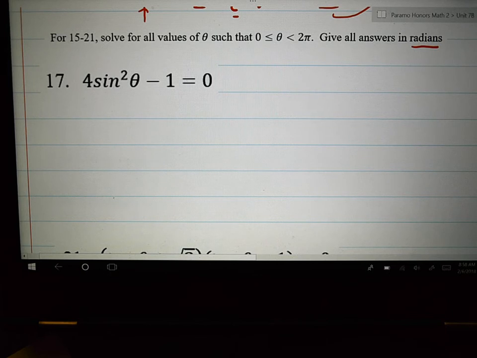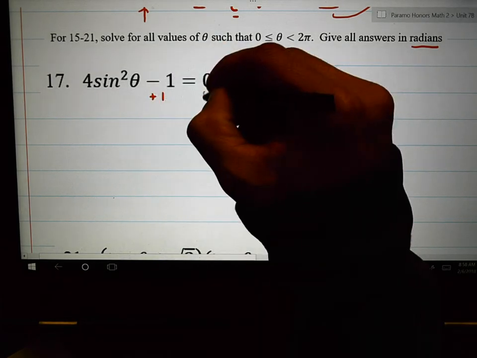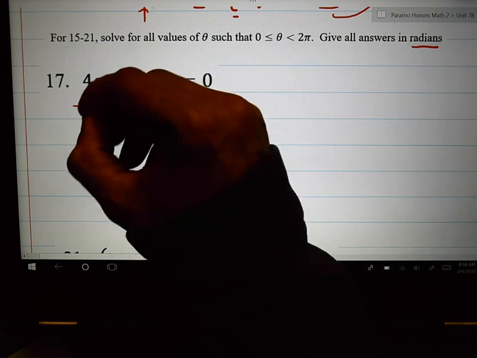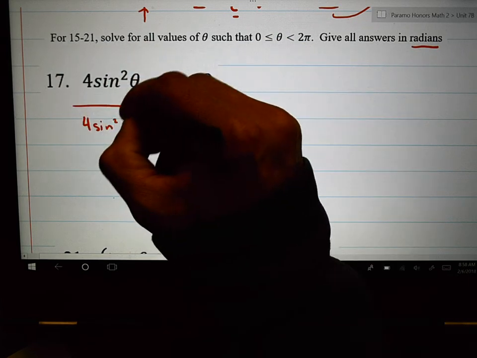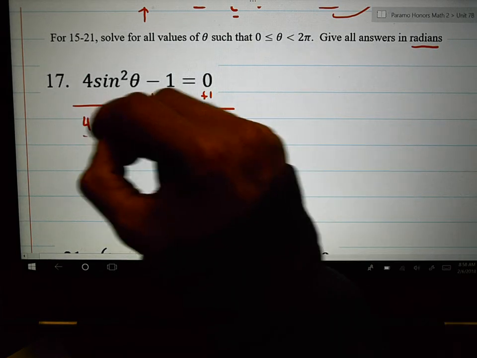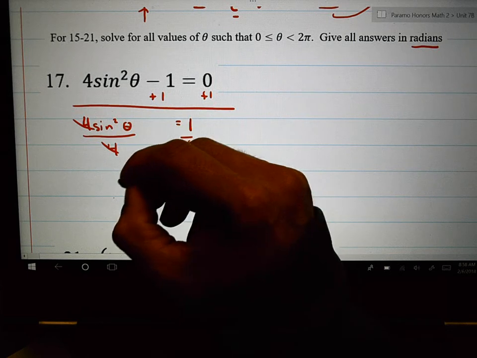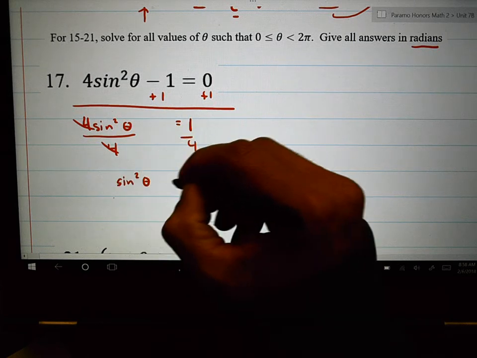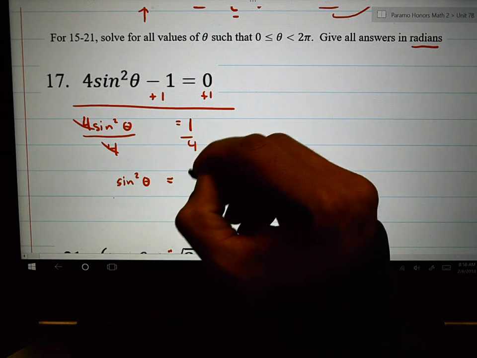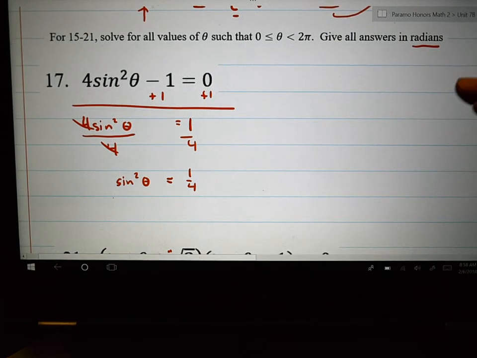I'm going to use the same method that I did before, even though there are two ways you could do this. I'm going to add 1 to the other side. I'm going to divide by 4 because 4 is multiplying. I'm going to do the opposite of multiply. I'm going to divide. And we wrote a note to ourselves.